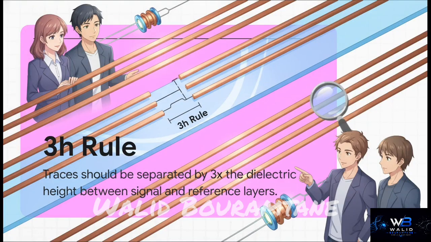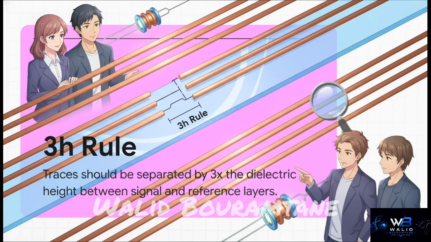To further tame these signals, we rely heavily on the 3H rule. It's basically the golden standard for separating high-speed traces to keep your signal clean. To minimize crosstalk, you obviously want to keep different high-speed traces as far away from each other as possible, and especially far away from noisy components like inductors.